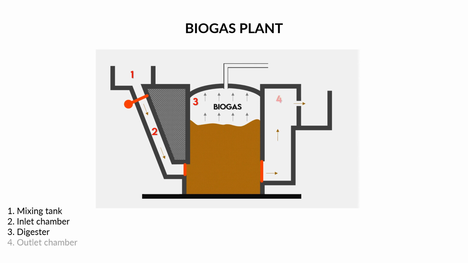Biogas is produced in a biogas plant, which contains 5 major sections. 1. The mixing tank, 2. The inlet chamber, 3. The digester, 4. The outlet chamber, and 5. The outflow tank. The mixing tank is where organic waste is mixed with water.